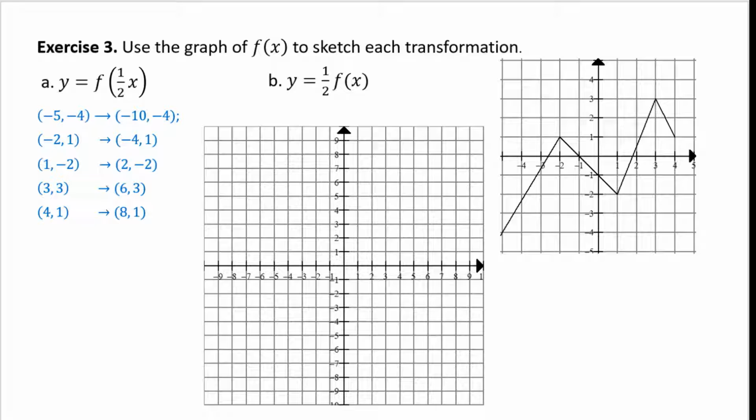We'll mark these transformed ordered pairs on the grid. So let's start with (-10, -4), then (-4, 1), (2, -2), (6, 3), and (8, 1). Let's connect. That's supposed to be a straight line.